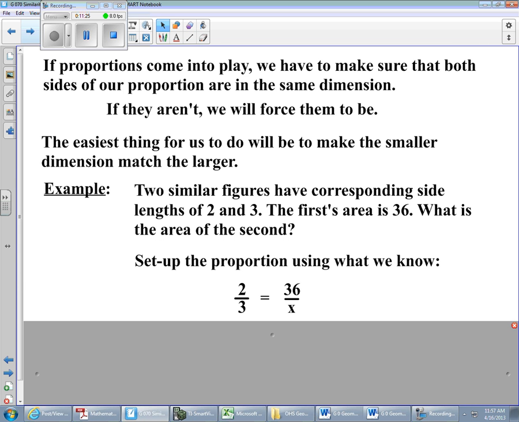Okay, well, setting up the proportion based upon the information, here's the kind of setup that we might have. The problem established itself on side lengths as being a 2 to 3 relationship, so I've got that 2/3 ratio in there. And then it talked about the first figure's area being 36, but then did not provide us with information about the second area. Okay, so that's what we got. We got 2 to 3 from one figure to the other, and we got 36 to unknown from one figure to the other.